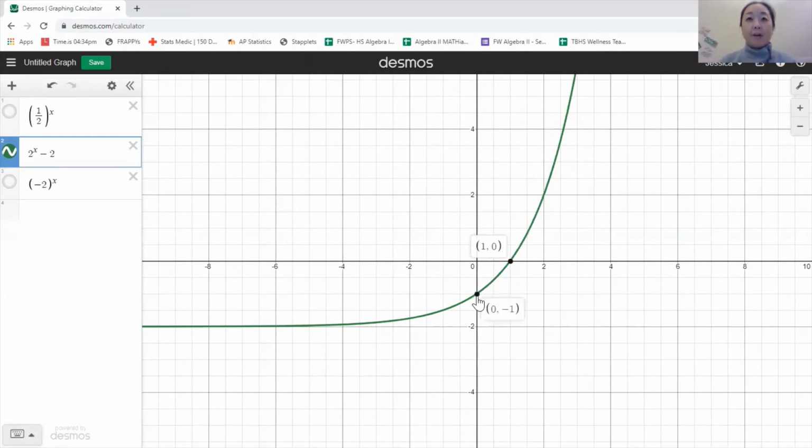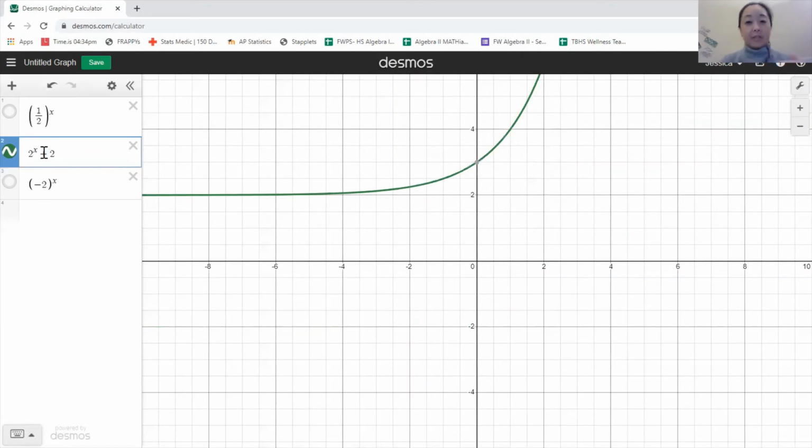But here we have a y-intercept of -1 and an x-intercept of 1, right? Because we've literally just shifted everything down. And the same thing, what if we do a +2? See how it goes up? Transformations, right? It was just translated up.